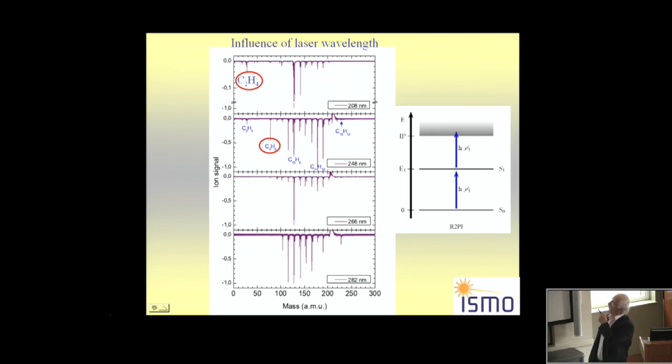For instance, there is only one in which you see benzene. This is because the spectrum of benzene in the near UV is composed of sharp bands. And if you are not on one of these sharp bands, you see no benzene at all, although it's there.